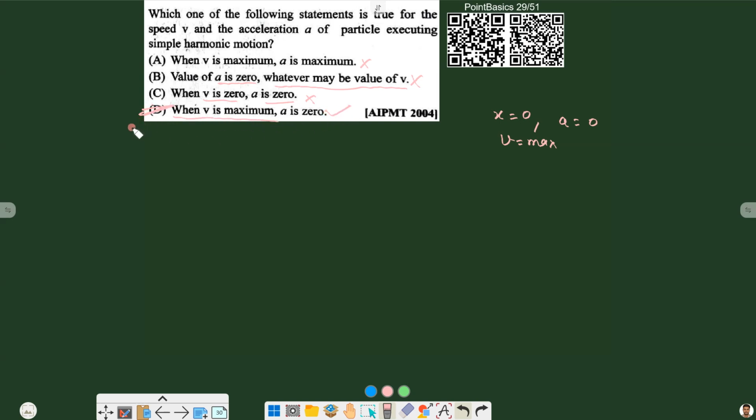So option D will be the right answer, and that can be found using the basic formula for velocity, that is omega root of a square minus x square, and for acceleration we have minus omega square into x. So acceleration will be 0 at x equal to 0, and when x is equal to 0 velocity is maximum. So option D is the right answer. Next question.